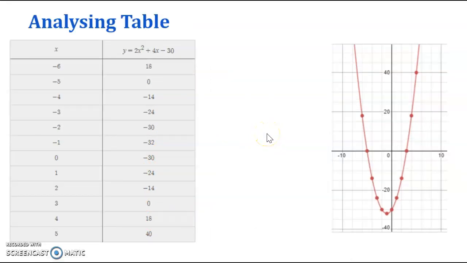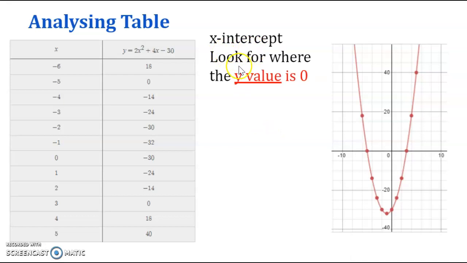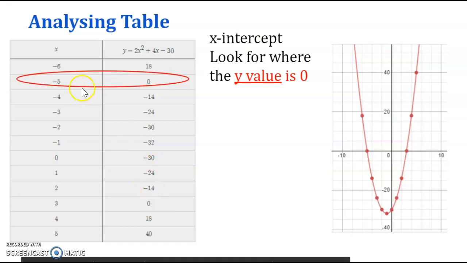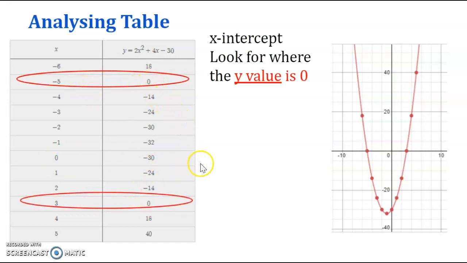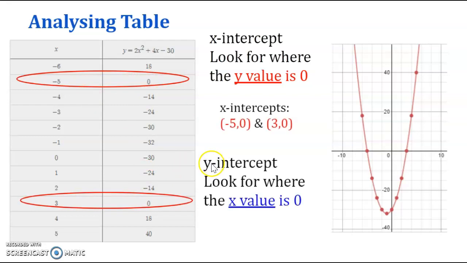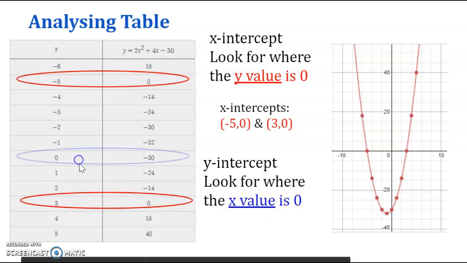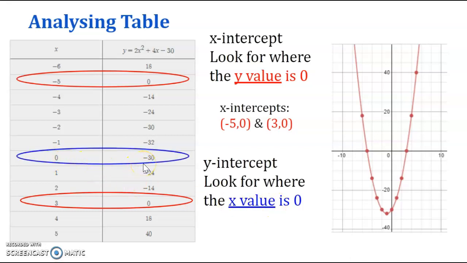Moving on, what else should you have noticed? For the x-intercept, we looked for where the y value is 0. So y value is 0 is here. Okay, so that means (-5, 0) and (3, 0) are my x-intercepts. And for the y-intercept, we look for the x value to be 0. Okay, so notice that they are opposite. For the y-intercept, you do not look for the y value to be 0, you actually look for the x value to be 0. So that's (0, -30).